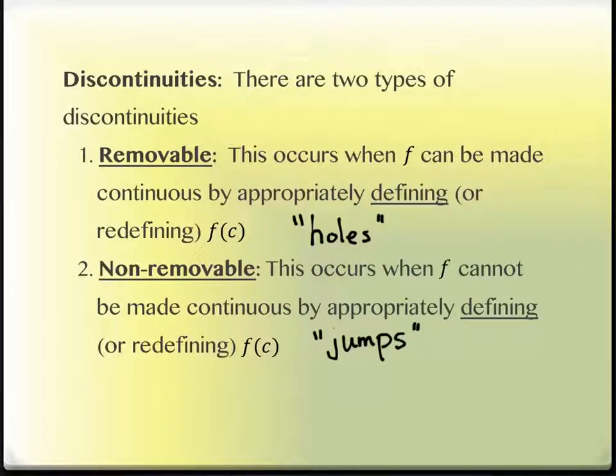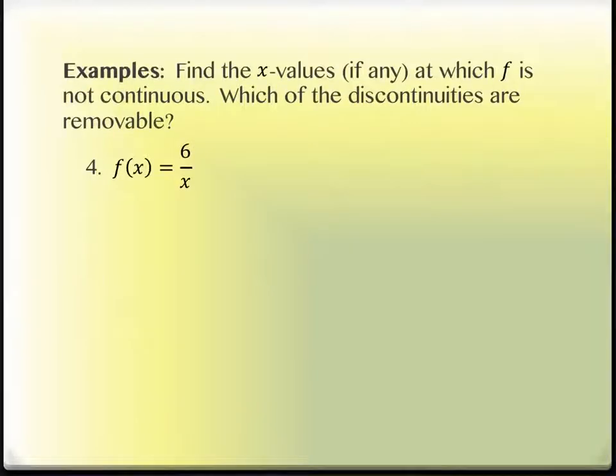So we're going to do a couple of examples where we're trying to decide which kind of discontinuity we have. It says, find all the x values at which the function is not continuous. Which type of discontinuity do we have? Which of the discontinuities are removable, basically, is what it's asking. So what is the value where this is not continuous? 0. Can't plug 0 in, right? So the issue is that x equals 0.